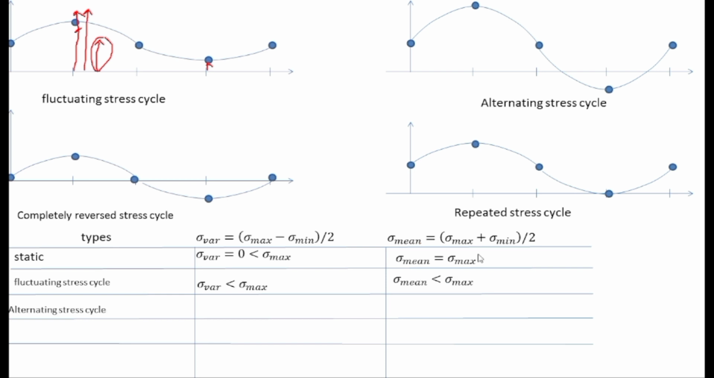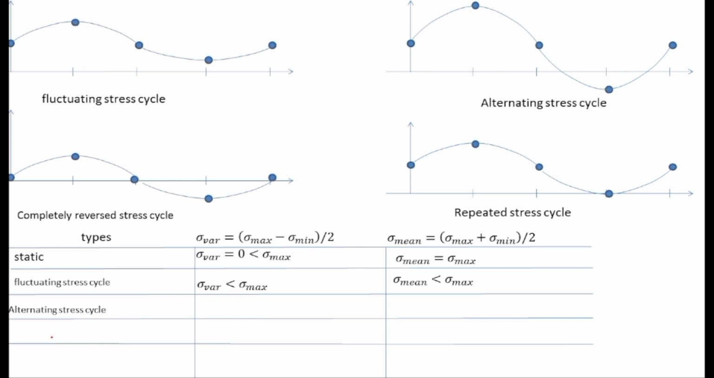Then for the alternating stress, you can see that this is sigma max, this is sigma minimum. Sigma minimum is already in this direction. When you subtract the sigma minimum from the sigma max, this direction will get inverted like this. Let's say this is sigma max and this is minus sigma minimum. So in total it will give you this, and when you divide it by 2, it will give you this value, and this value is less than what? Sigma max.